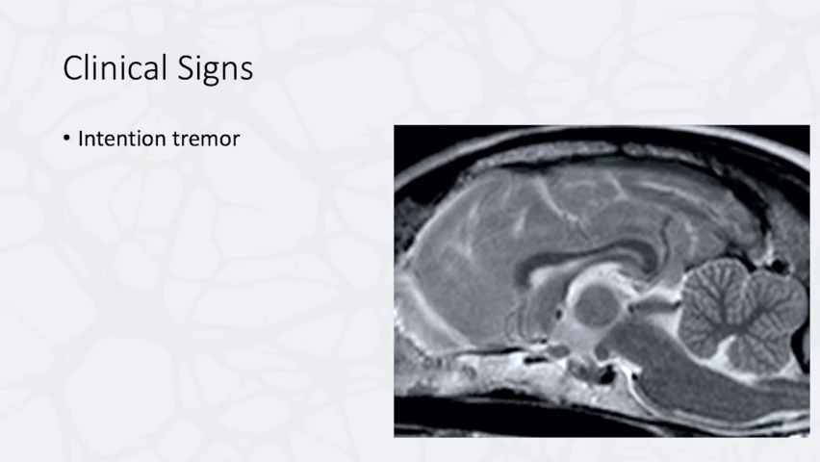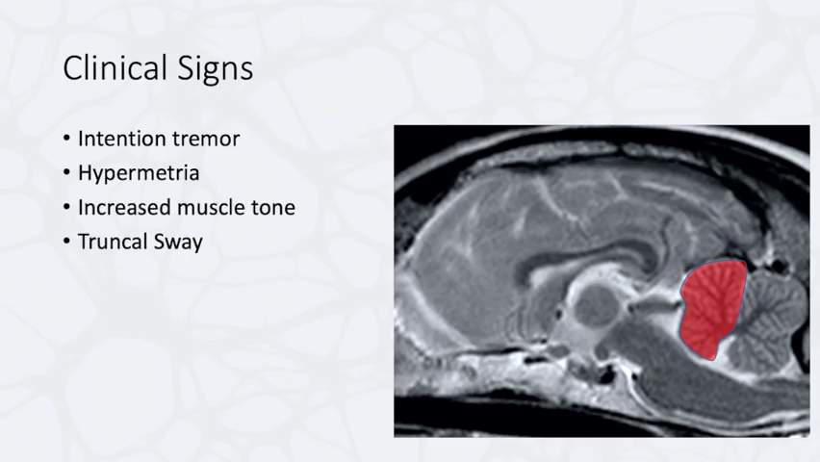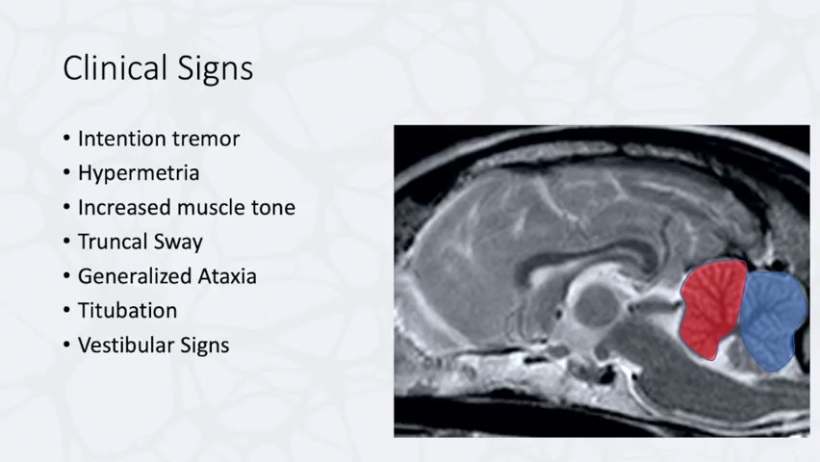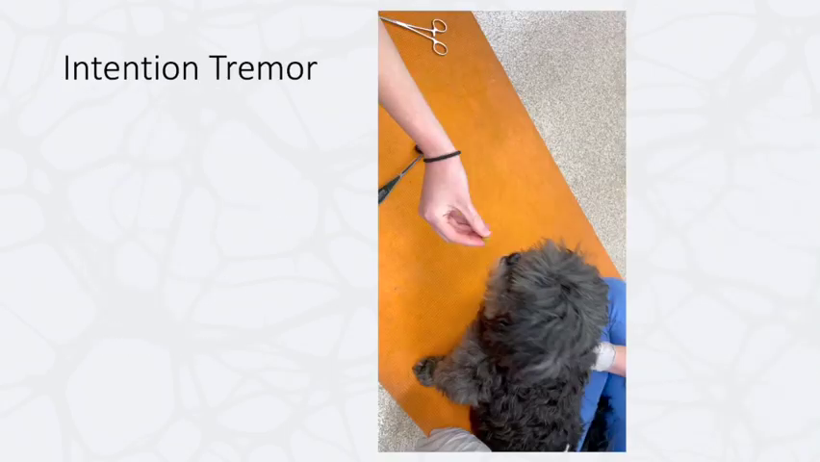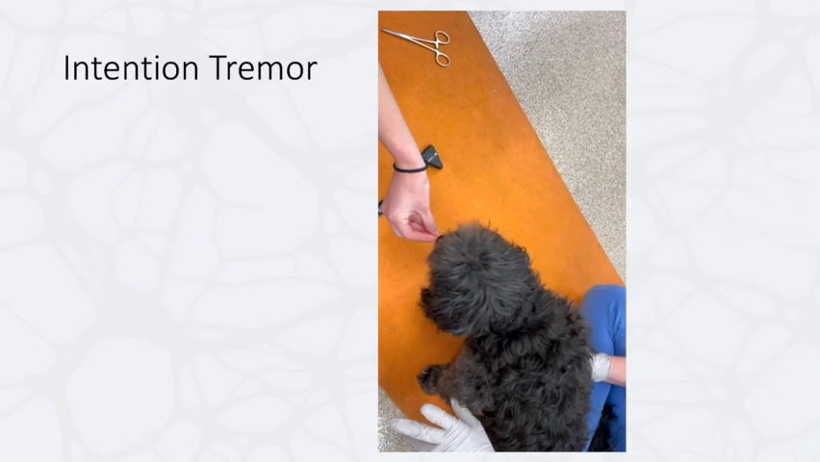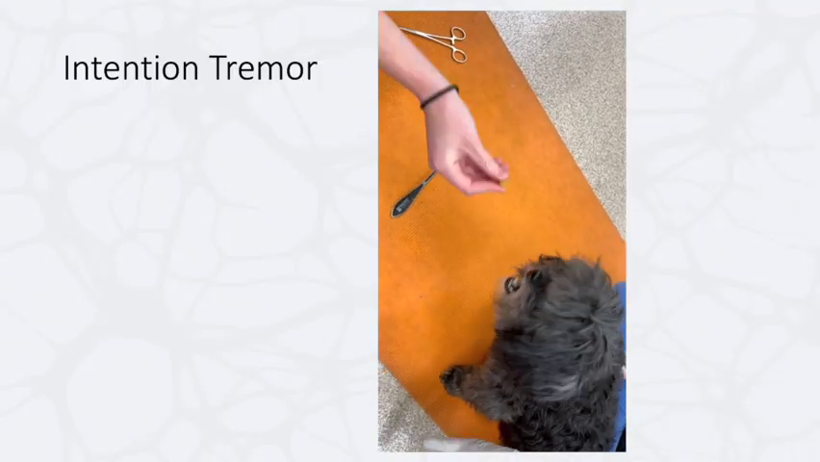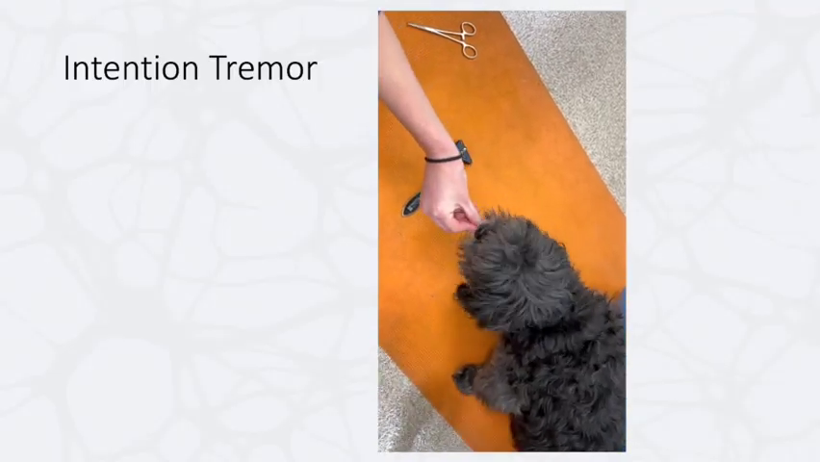As far as the clinical signs, again, it depends on what part of the cerebellum we're talking about. So things like intention tremors and hypermetria are going to be more the spinocerebellum. When we're talking about increased muscle tone, truncal sway, generalized ataxia, and titubation, that's going to be more the cerebrocerebellum. And then again, the vestibular signs we think of with the flocculonodular lobe or the vestibulocerebellum. And this is just showing some of those clinical signs. So here's a dog with an intention tremor. We'd be more concerned about the spinocerebellum in this dog.